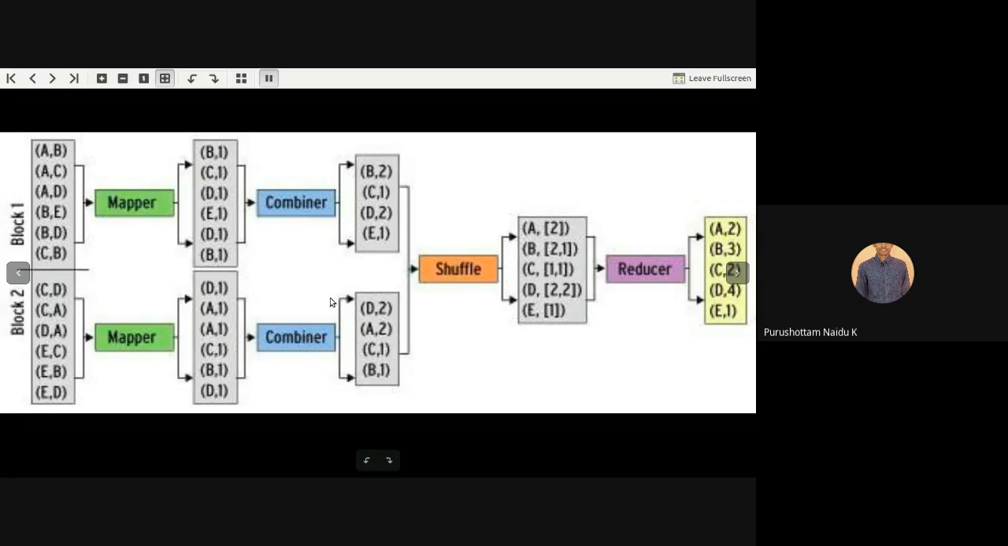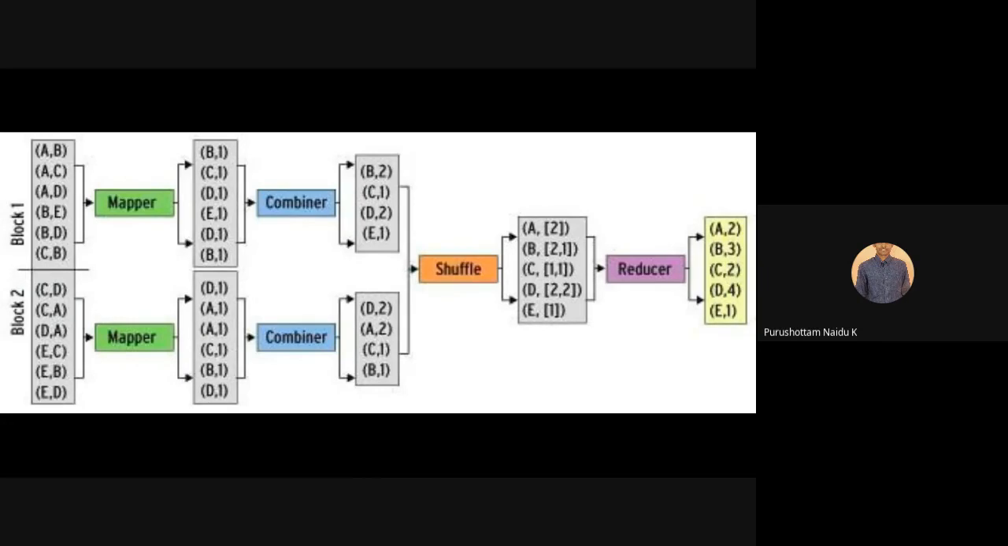Total data transfers. Why? Because if you are not using the combiner, what is the output? B 1, 1, 1, A 1, 1, D 1, 1, 1, 1. Likewise, you get that output of the mapper if you're not using the combiner. If you're using the combiner, the output is like this. So that means 1, 2, 3, 4, 5, 6, 7, 8 data transfers occur if you're using the combiner. That's why the combiner can reduce the volume of data transfers between the mapper and reducer.